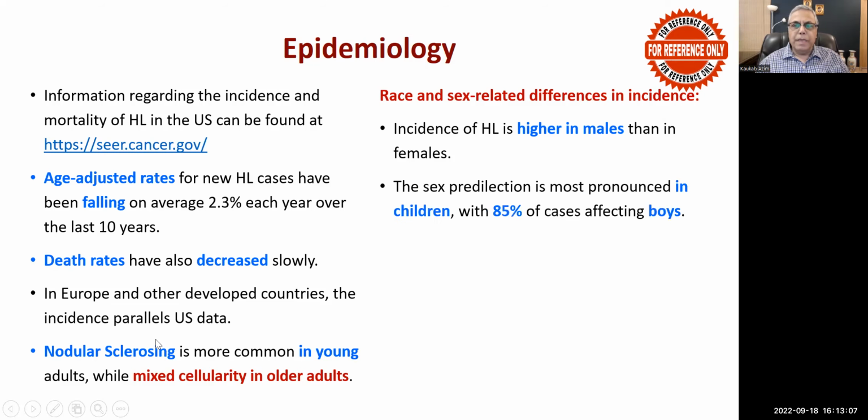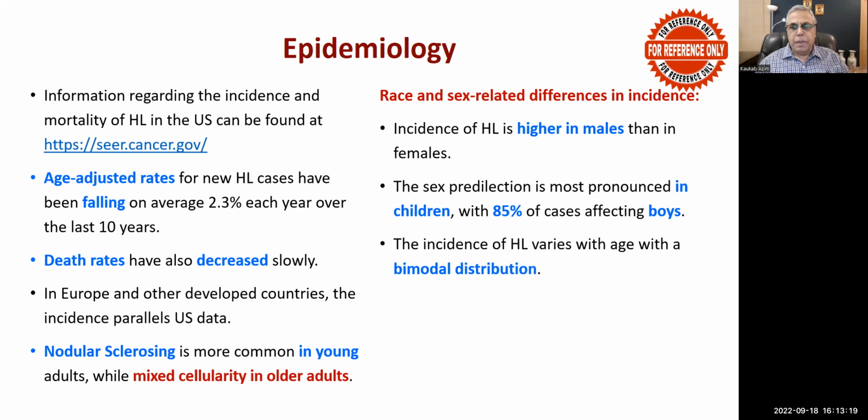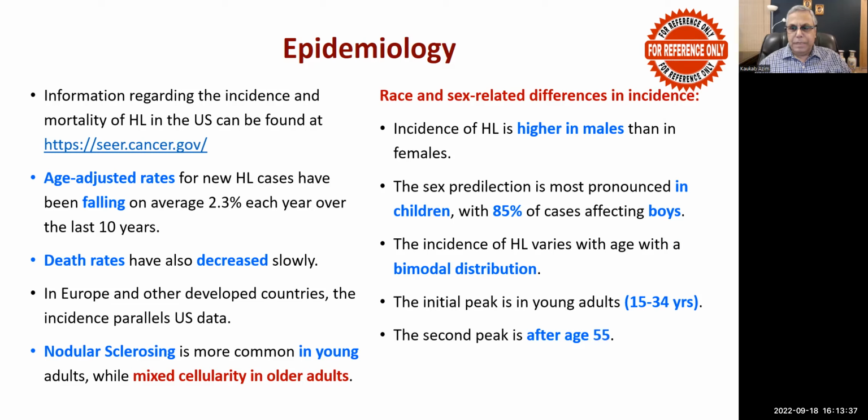Unfortunately, there are more in males than in females. Sex predilection is more pronounced in children, with 85% of cases affecting boys. That is for Hodgkin lymphoma. As far as age is concerned, it has a bimodal distribution, which means there are two age ranges in which it is very common. One is, of course, in childhood or young adults, 15 to 34 years. And the second peak is after 55 years.